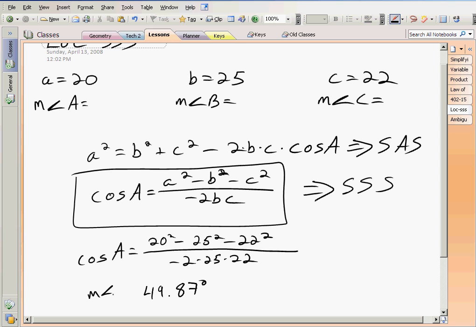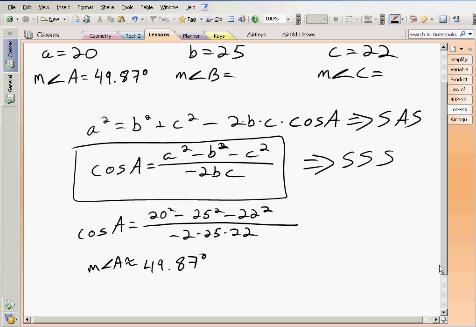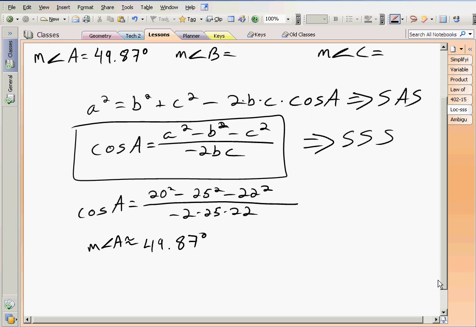It's the approximate measure of angle A. So I can fill it in up here. And I'm 1/3 of the way done with this problem. I'm just going to do the same thing for angle B or C. Doesn't matter which one I do first. I guess I'll go ahead and do B, keep alphabetical.